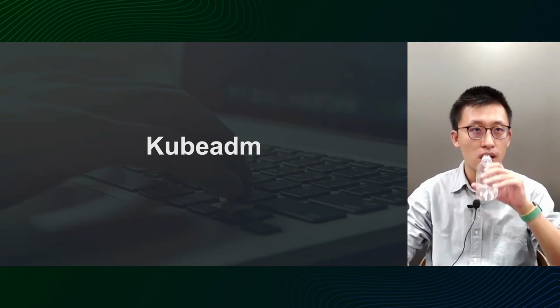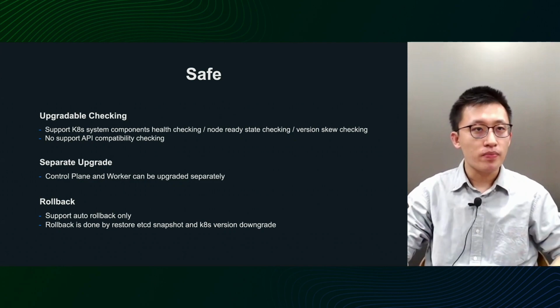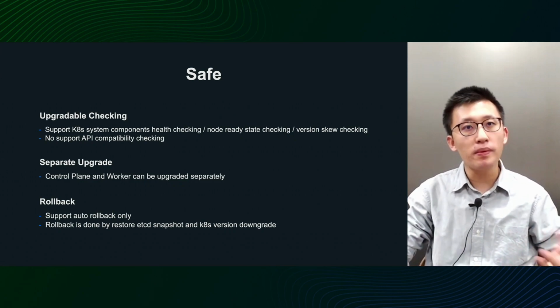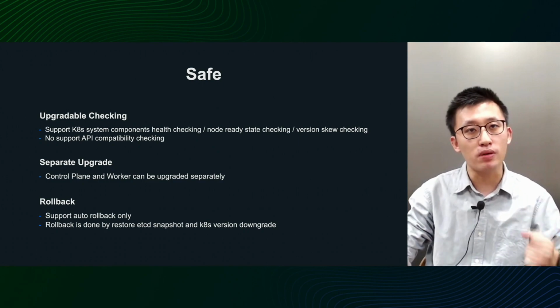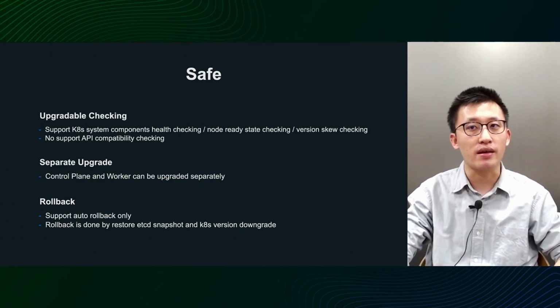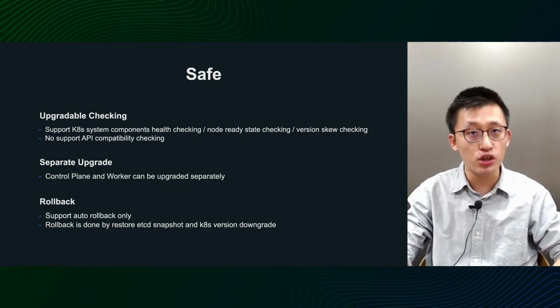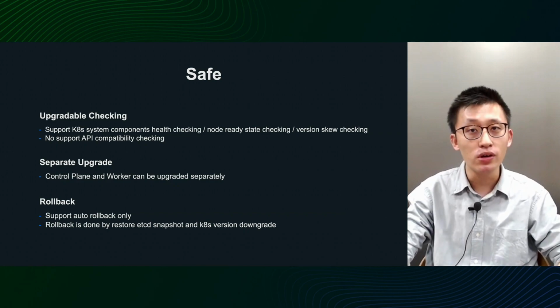So Kubeadm is the Kubernetes official cluster provision and upgrade tool. Lots of users and developers are using it to construct their own private Kubernetes clusters. In the safety part, for the upgradable checking feature, Kubeadm supports Kubernetes system component health checking and node state checking. It's not surprising that Kubeadm also supports Kubernetes version skew checking, due to it being a Kubernetes official solution, right?